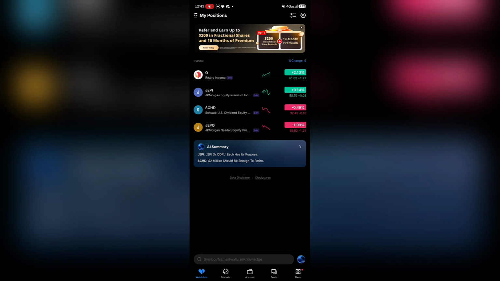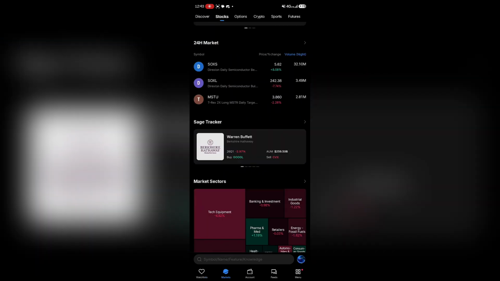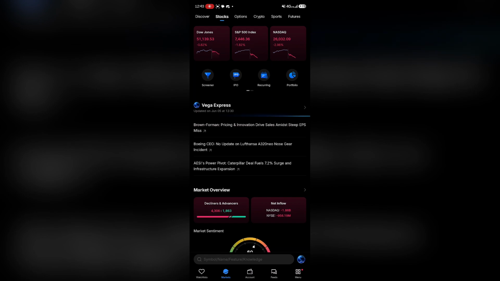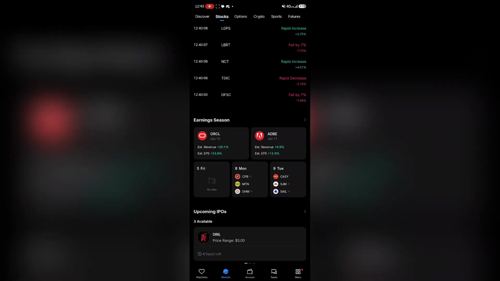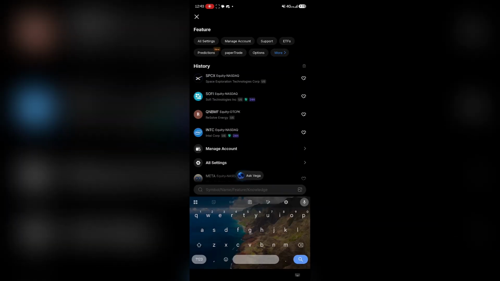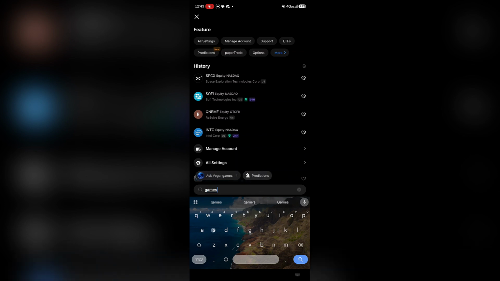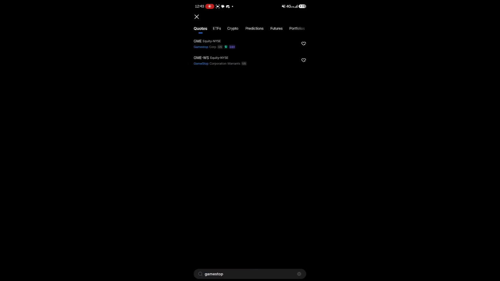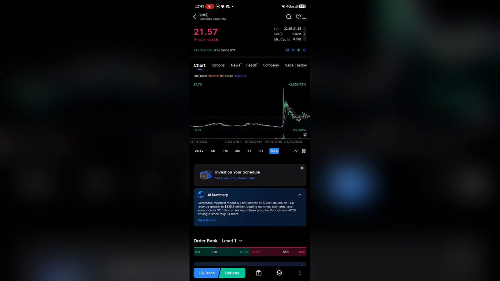But if you're on Webull, you're going to go to Market on the bottom here, and you can select any stock here. But I'm just going to search one up. I'm going to search up GameStop, and okay, I'm going to go to GameStop here.